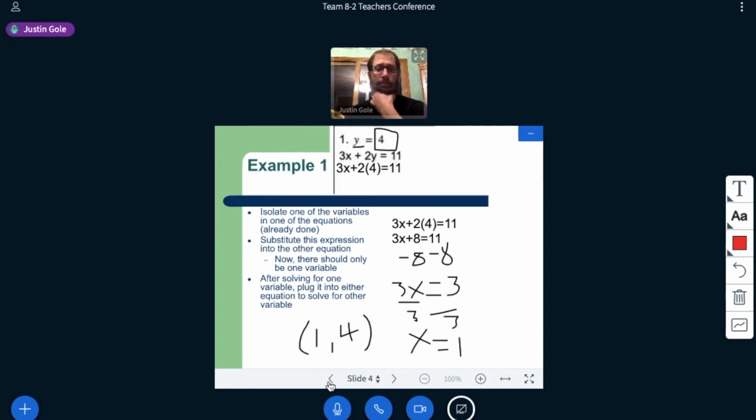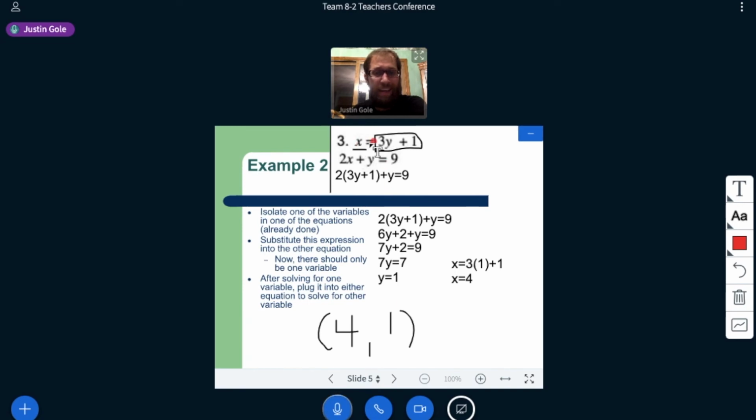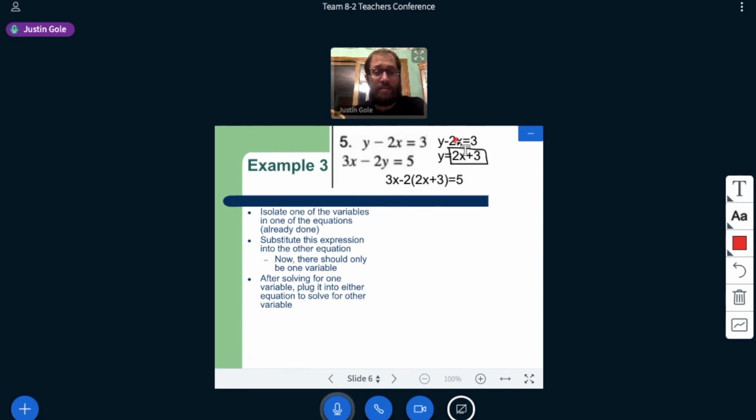It's getting progressively more difficult, right? Here I just substituted in 4 where y is. Here it gave me x equals 3y plus 1, and I put it there. Here I had to solve for y. I had to isolate y first, and then I put that in parentheses. So take a minute and try to solve for x. Pause and try that.